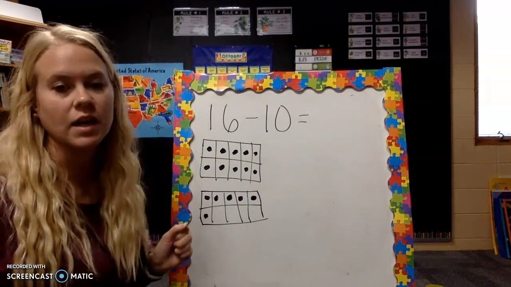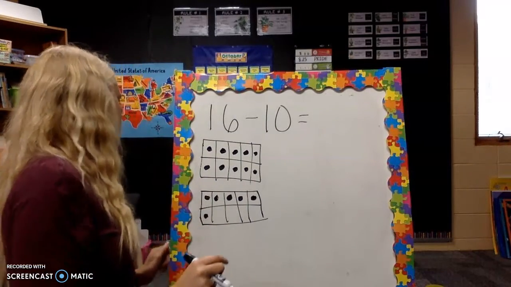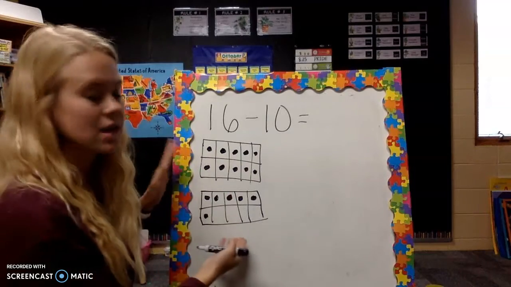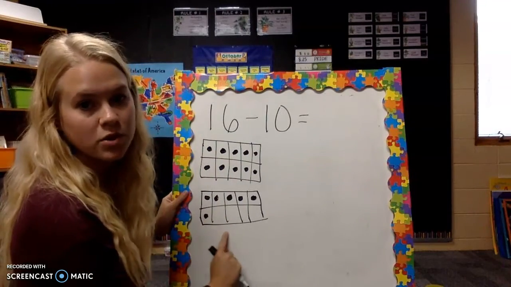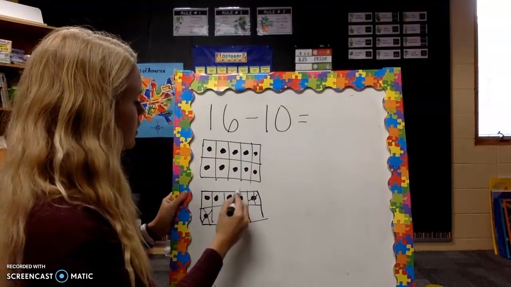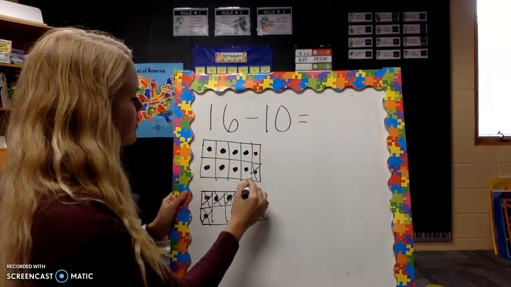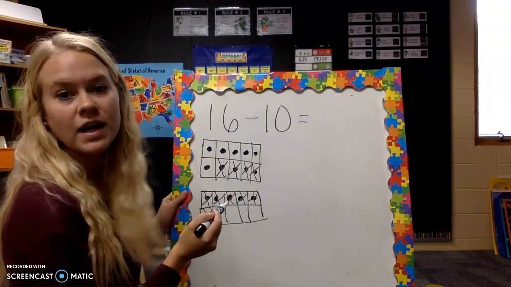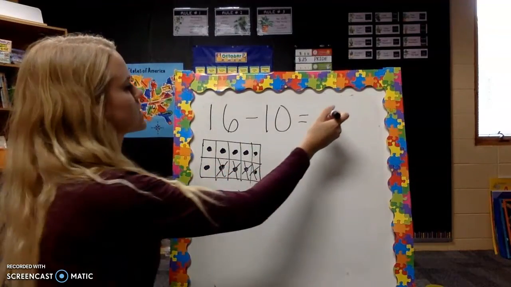Now I have 16. Now, when I subtract, we know we have to start by taking away from the 10 frame that is partially full. This one is all the way full, this one is partially full. So I'm going to start taking them away. 1, 2, 3, 4, 5, 6, 7, 8, 9, 10. So then I can count how many I have left. 1, 2, 3, 4, 5, 6.